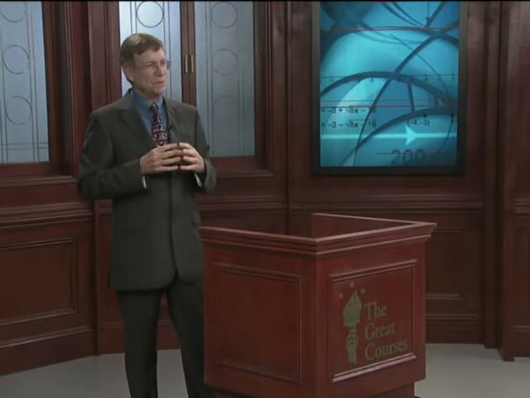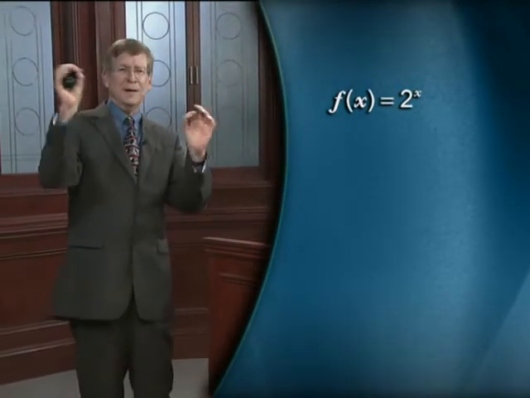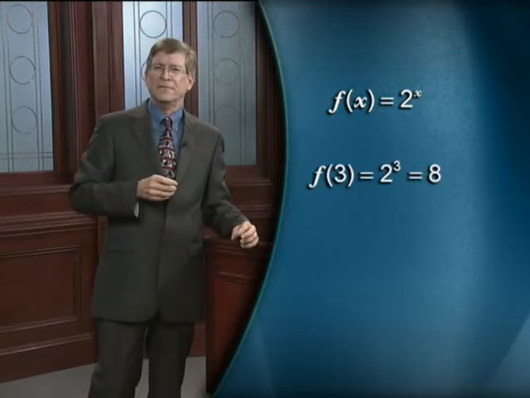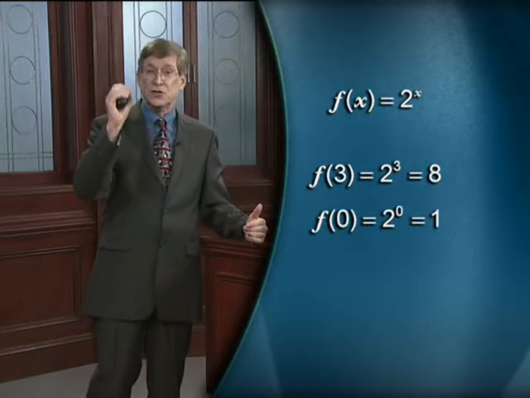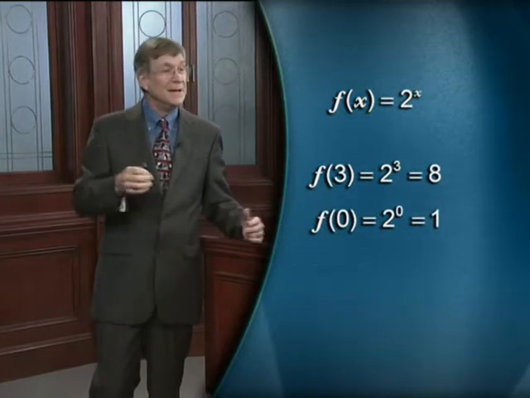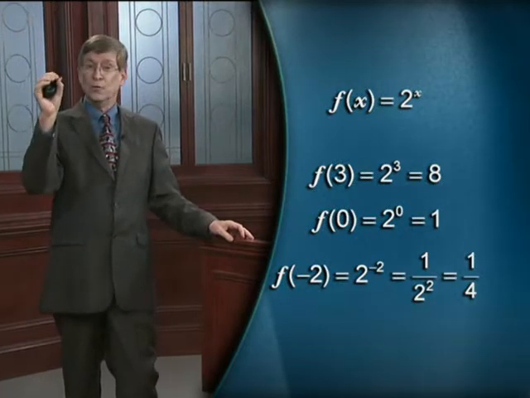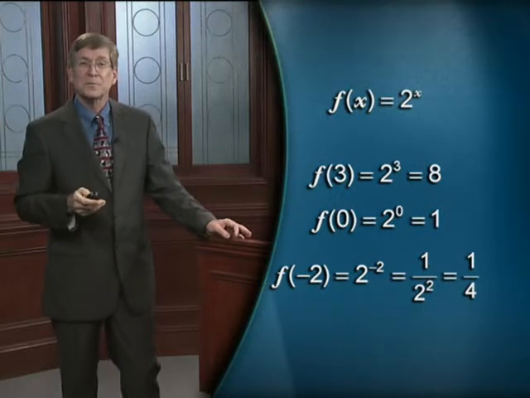Good. Let's talk about some exponential functions. Perhaps the easiest example, the most basic, is the function 2 to the x power. Now, what do we mean by this? Well, you can plug in values for x. For instance, f of 3 would be 2 cubed, or 8. And f of 0 is 2 to the 0, or 1. And f of -2 would be 2 to the -2, which you remember means 1 over 2 squared, or 1/4.